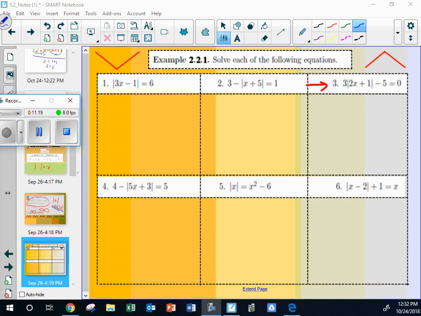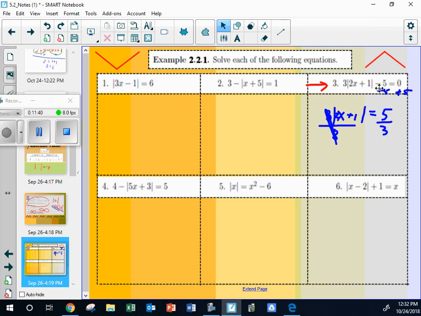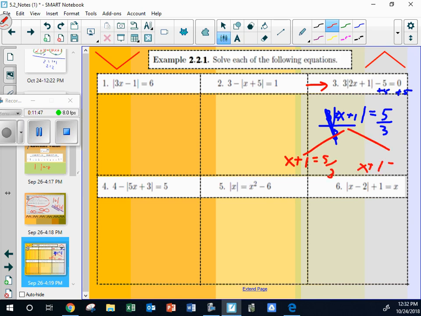Other than an occasional little algebra mistake, it looked like most of you knew what to do. You start by adding 5. I'm dividing by 3, so I saw a lot of 5/3 on the paper. That's good. And then this is the moment where you split it into 2. Not all of you were there yet, but you should split it into 2. x plus 1 is 5/3, and x plus 1 is negative 5/3.